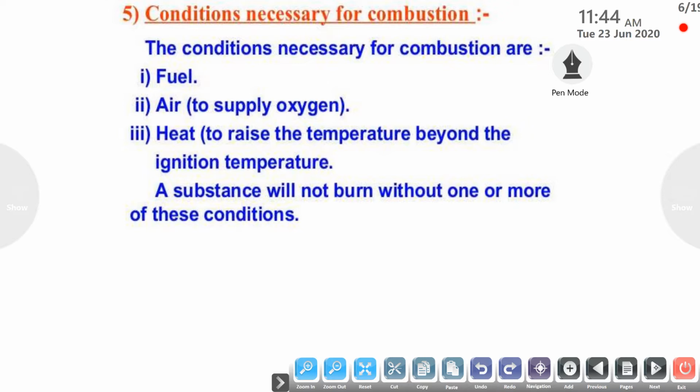Third is the heat or the ignition temperature, or to raise the temperature beyond the ignition temperature of a combustible substance, amount of heat is required. So the substance will not burn without one or more of these conditions. If any one of these three conditions is not fulfilled, the combustion process will not take place, okay. So these are the three main conditions for the combustion.